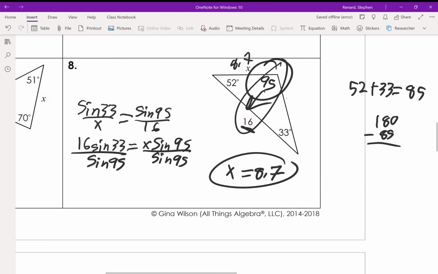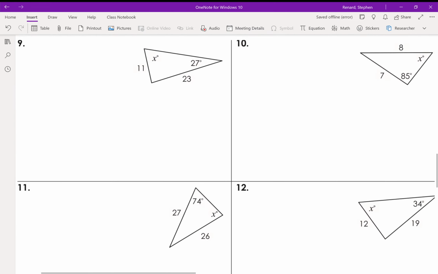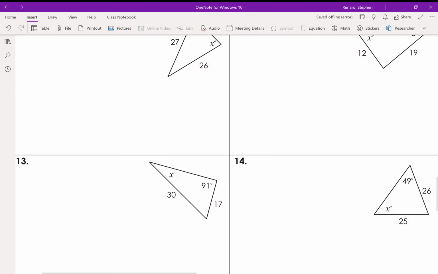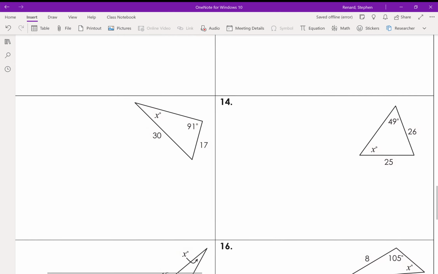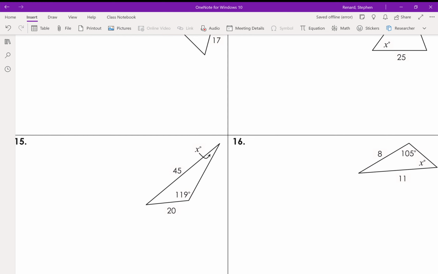We're back. Okay, so we're on the second page. I notice in the second page we're dealing with missing angles. All of these, there's only one type of problem here. So I'm going to pick this one right here, 15, and that's the one I'll show you.